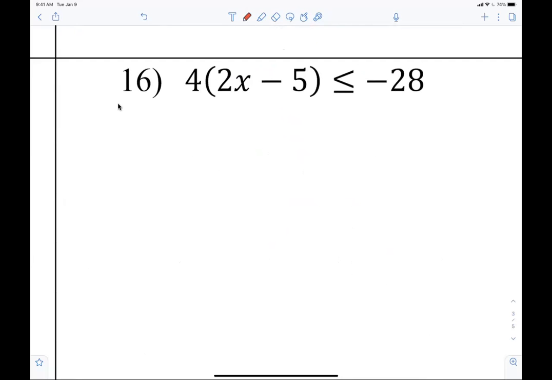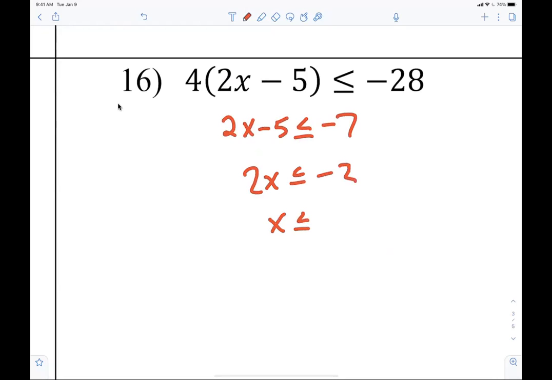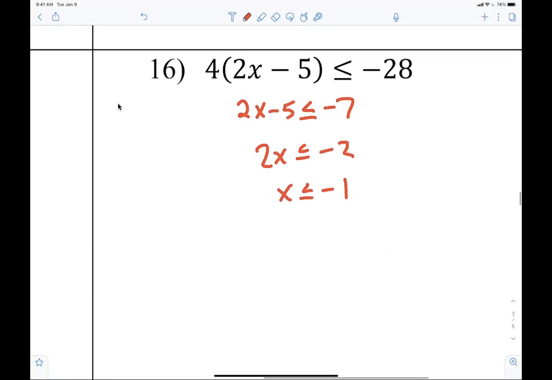Okay, here we go. What should I do first? Divide by 2. x minus 5 less than or equal to negative 7. 2x is less than or equal to negative 2. x is less than or equal to negative 1. All right, here we go. Anybody have any issues with that?